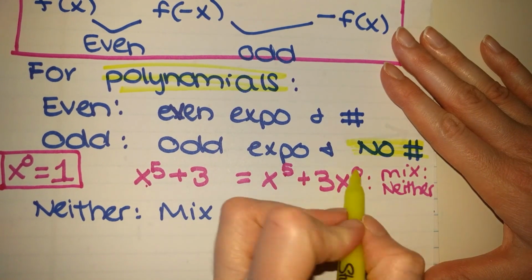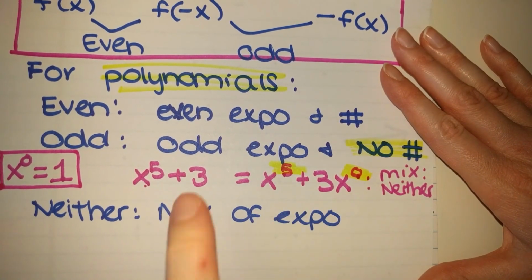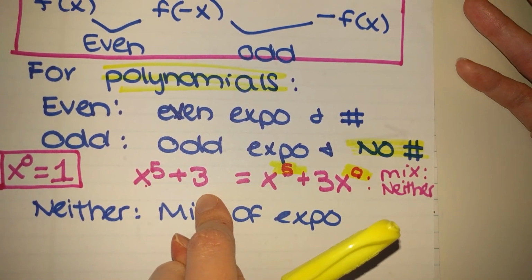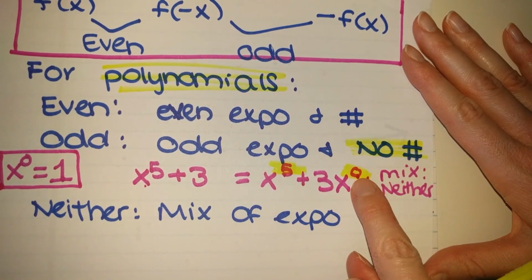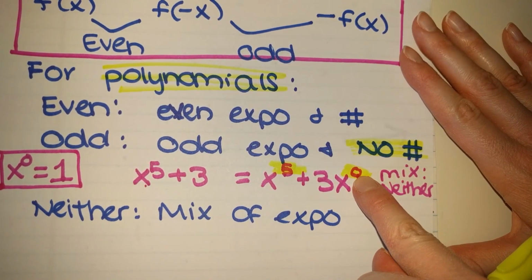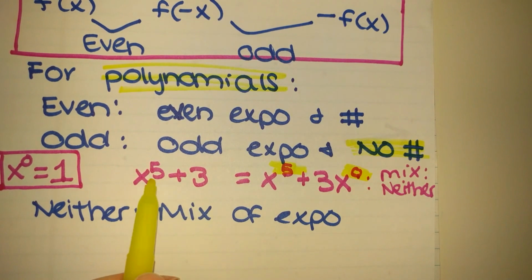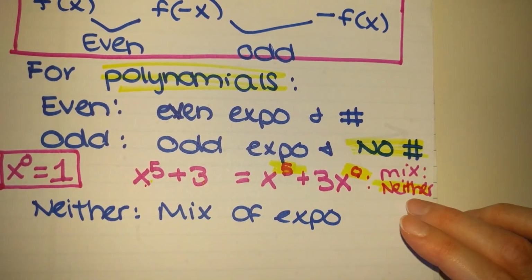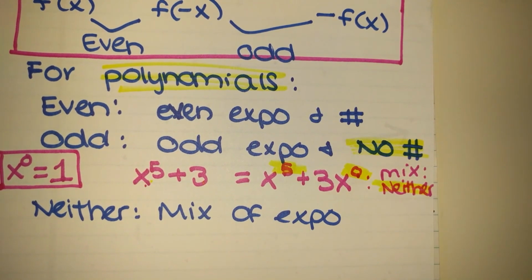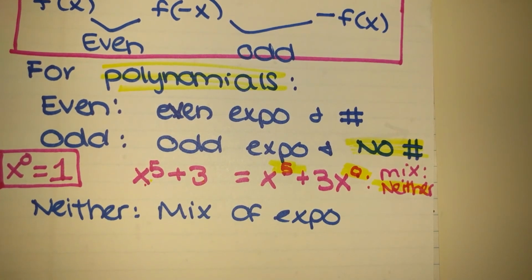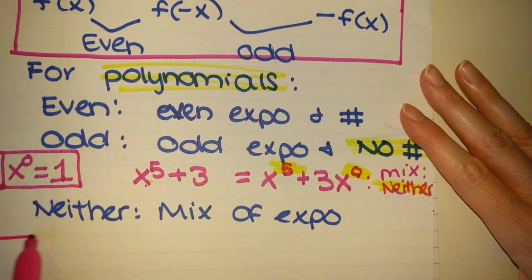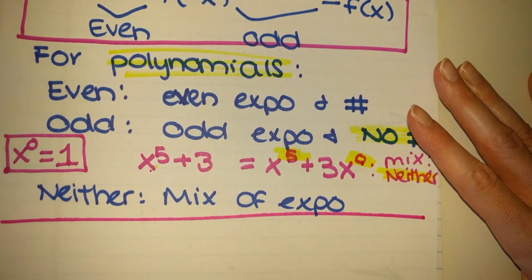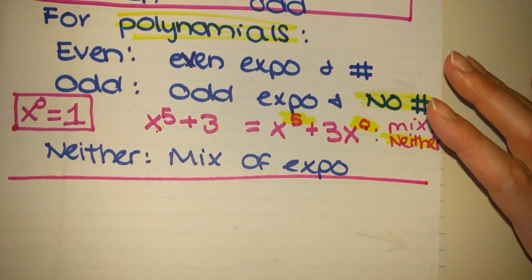And now if I write it as 3x to the 0, then actually this 3, even though it's an odd number, this 3 has an even exponent. And so therefore the x to the fifth plus 3 has a mix of exponents, and so that would actually be a neither function. So basically with the polynomials, if you just keep in mind that a constant is really an x to the 0, that will kind of guide you towards figuring out what type of function you have. And then a neither function will be a mix of exponents.